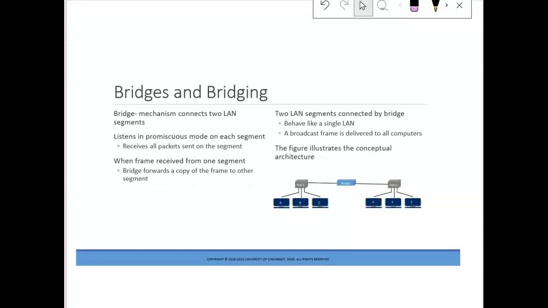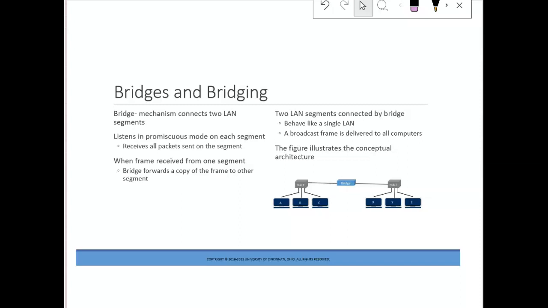A bridge is a mechanism that connects two local area network segments. A bridge works by listening in promiscuous mode on each segment. In an Ethernet LAN, promiscuous mode is a mode of operation in which every data packet transmitted can be received and read by a network adapter.